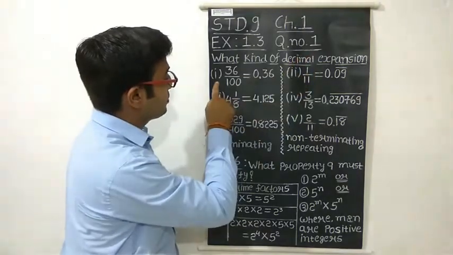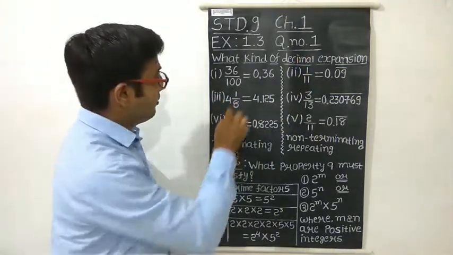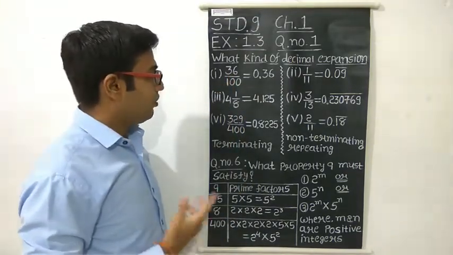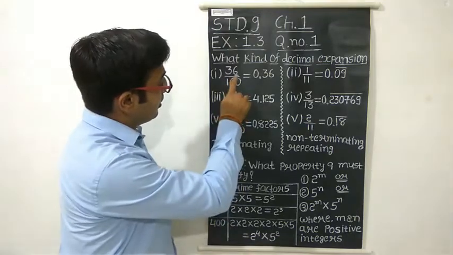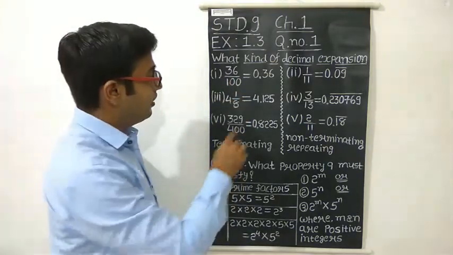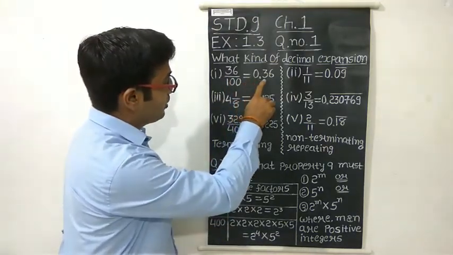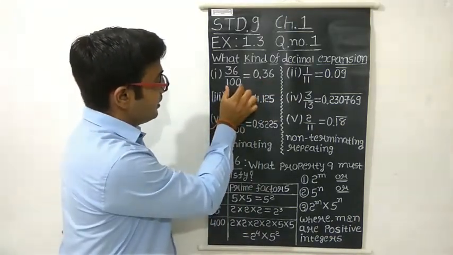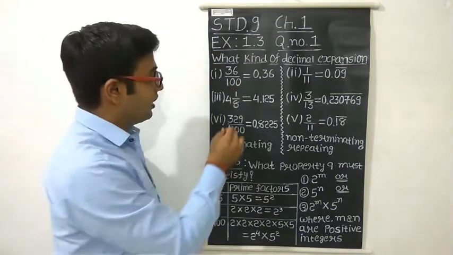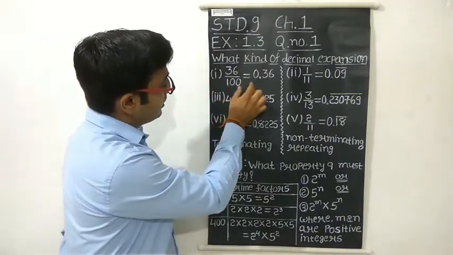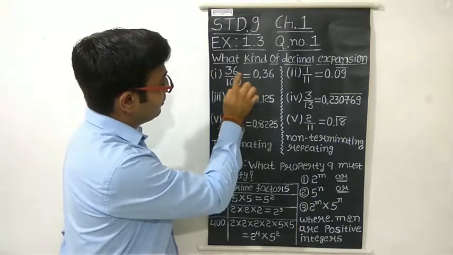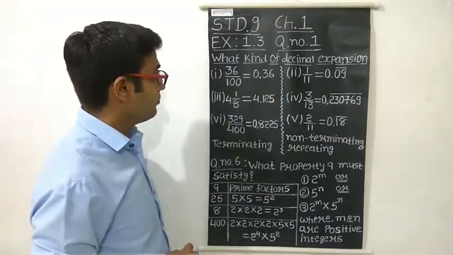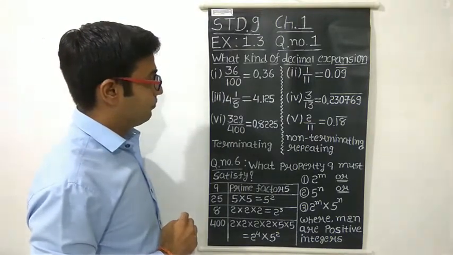Question number 1, sub question number 1. The given number is 36 upon 100. So we know that if we divide 36 by 100, we find the answer as 0.36, right? Or simply, as the denominator is 100, we can apply the decimal point, then it will give the answer 0.36.